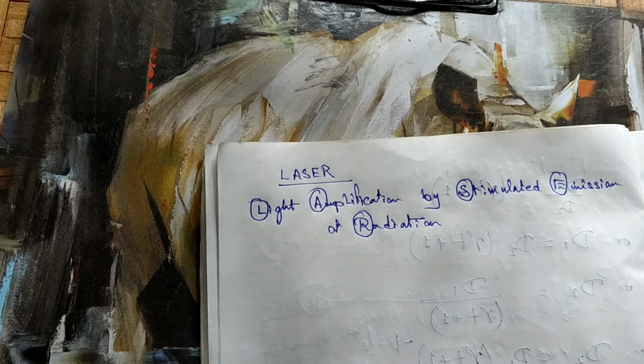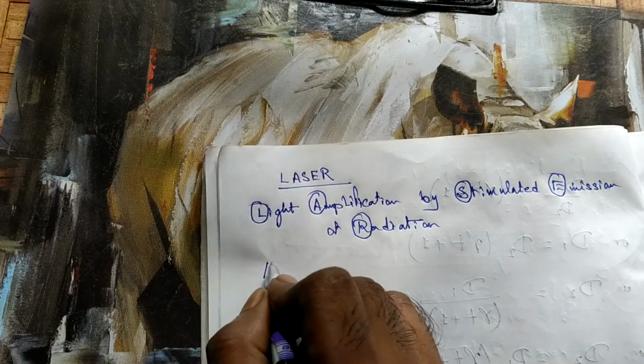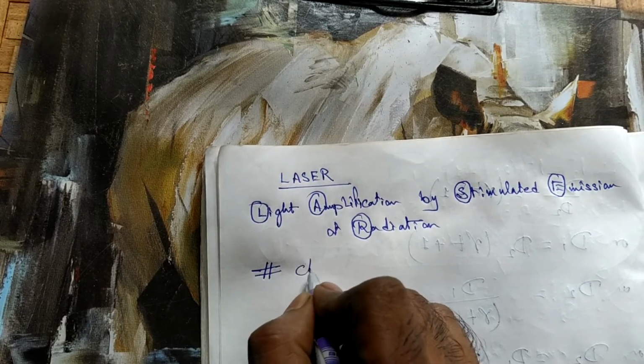So what is laser? We have already seen what is laser. Laser is nothing but one type of light. So what is the difference between the ordinary light and the laser beam? First of all, we have to know what are the characteristics of this laser.